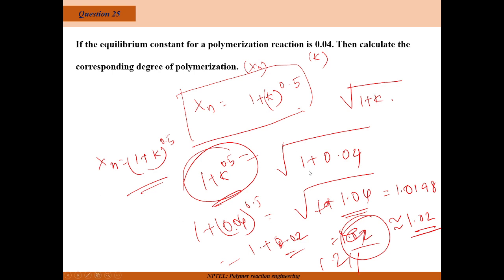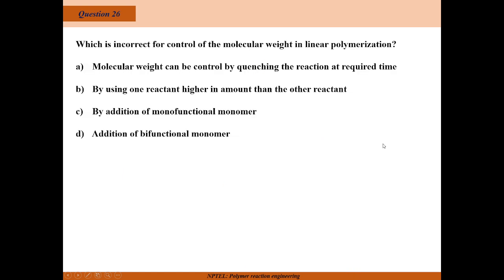Okay. So let's go to the next question. Which is incorrect for control of the molecular weight in a linear polymerization? So which one do you think is the correct answer for that? The first option is molecular weight can be controlled by quenching of reaction at required time. So we're talking about linear polymerization. Which one is the wrong statement?